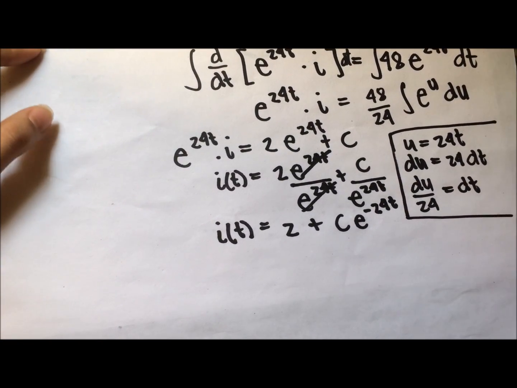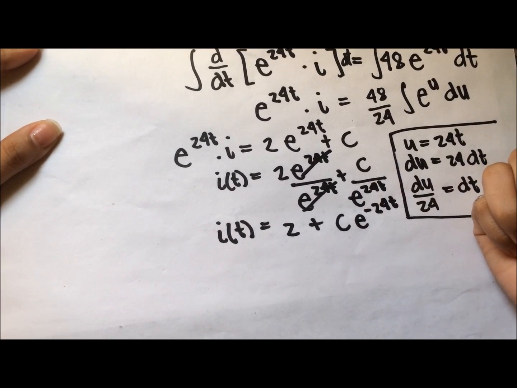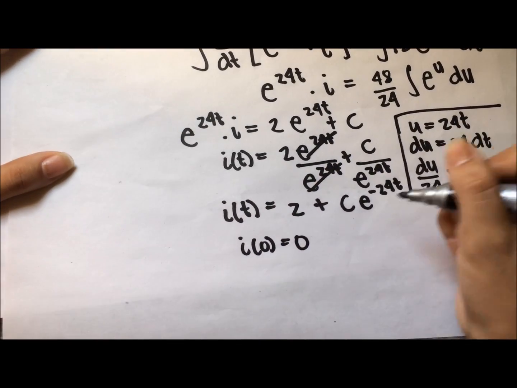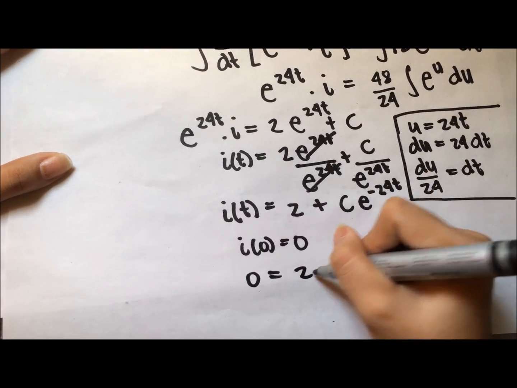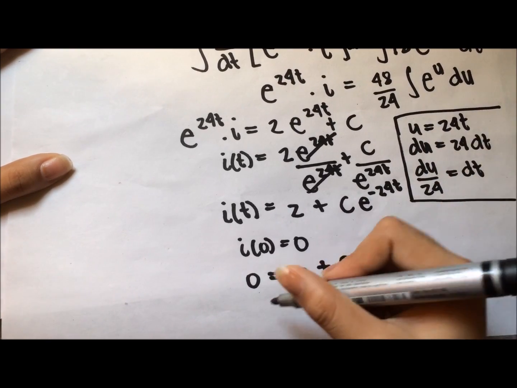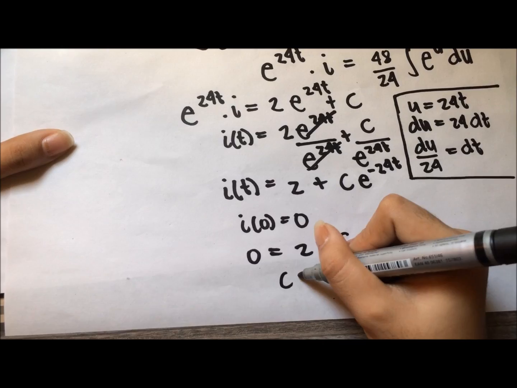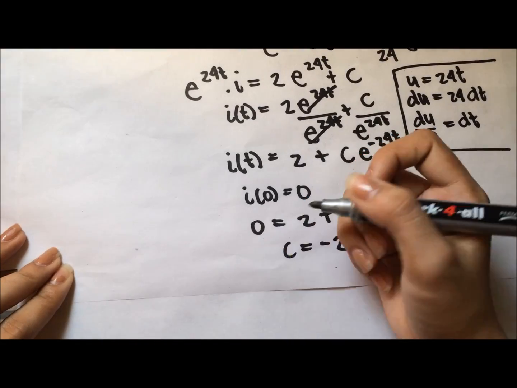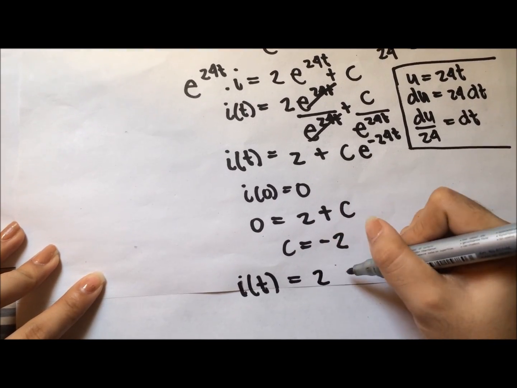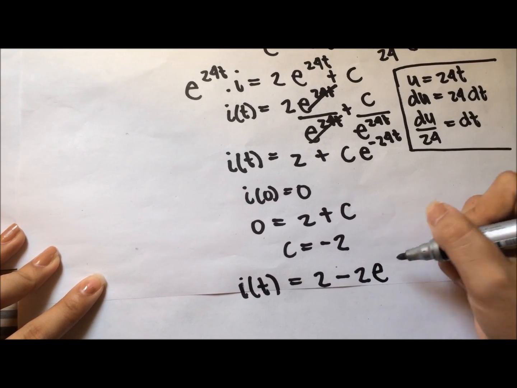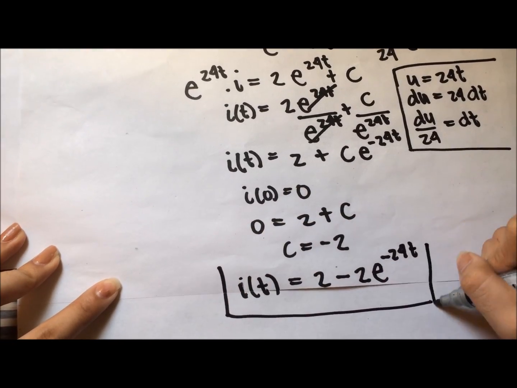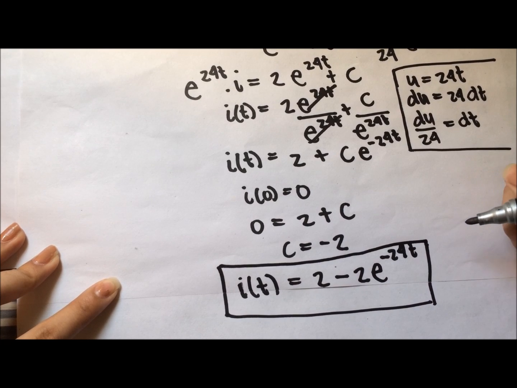To find the constant c, we will use the initial condition given, which is i of 0 equal to 0. So we have 0 is equal to 2 plus c, since e to the 0 is equal to 1. So our constant c is equal to negative 2. So our function i of t is equal to 2 minus 2 times e raised to the power of negative 24t. So this is our current for all time t.